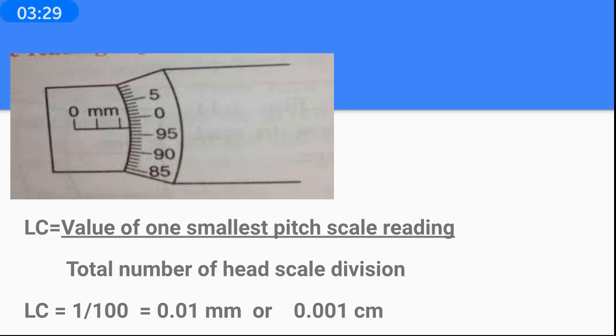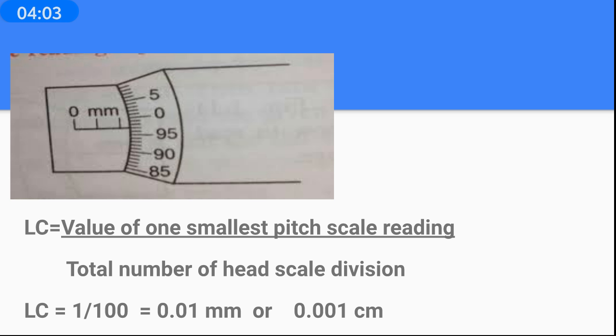So least count is the value of one smallest pitch scale reading divided by the total number of head scale divisions. What is the smallest pitch scale reading there? 1 millimeter. And we already learned there are 100 head scale divisions. Now you see here, you see a 0, 95 and all that. After 95, 96, 97, 98, 99, 100. So 100 and the 0 division both are the same. So you can say there are 100 head scale divisions.